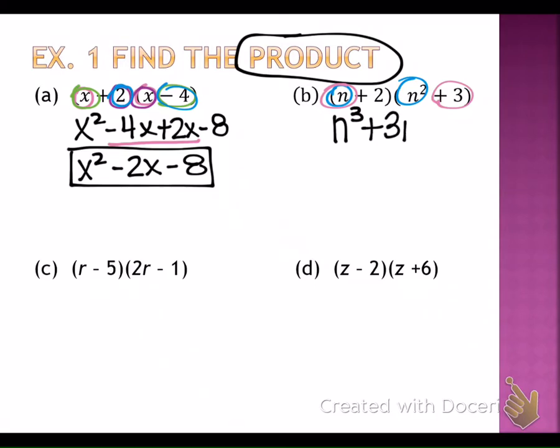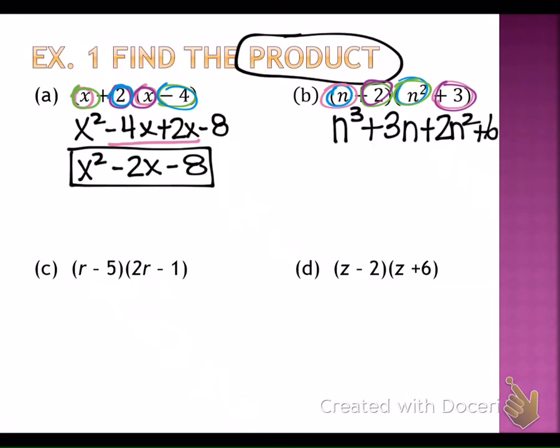3n. Positive 3n. Good. All right, Olivia, I stands for? Inside. What are my inside terms? 2 and n squared. And so when I multiply those, I get 2n squared. 2n squared. Emma, L stands for what? What are my last terms? 2 and 3. And when I multiply 2 and 3, I get positive 6.